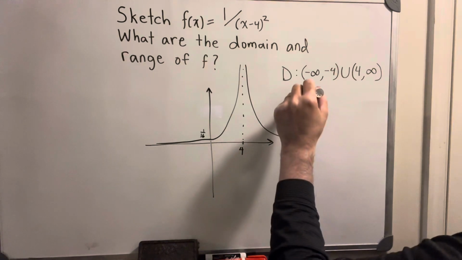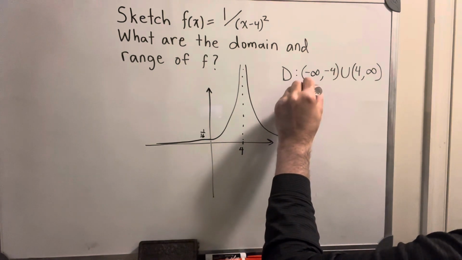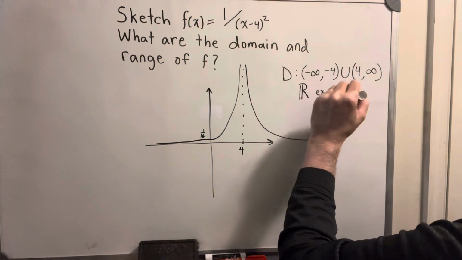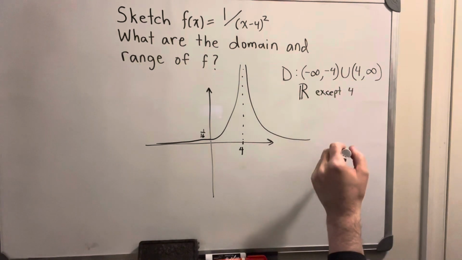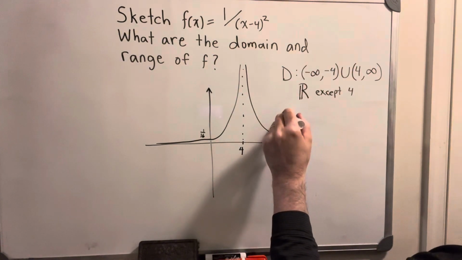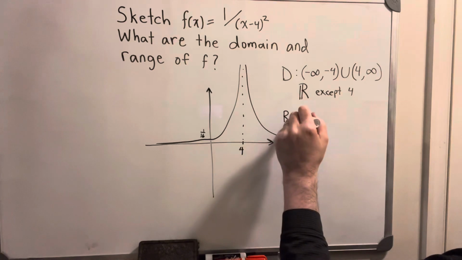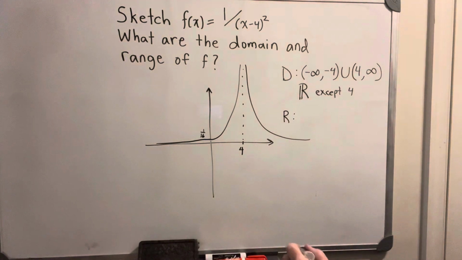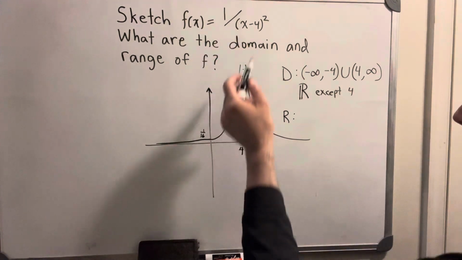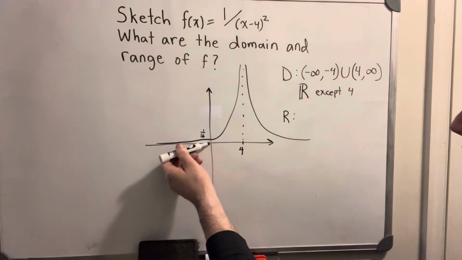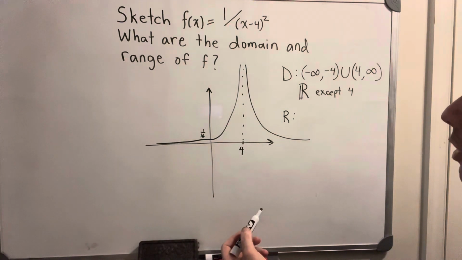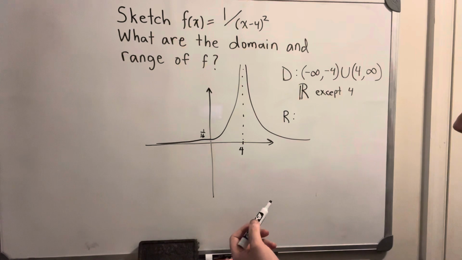You could also say the domain is the set of real numbers except 4, right? This is interval notation. What is the range? This is not the set of real numbers. This means range: what are the possible values that this function can take? Can this function ever make it to 0? Is this function ever equal to 0? No, right? It can get as close as you want, but it will never be at 0.